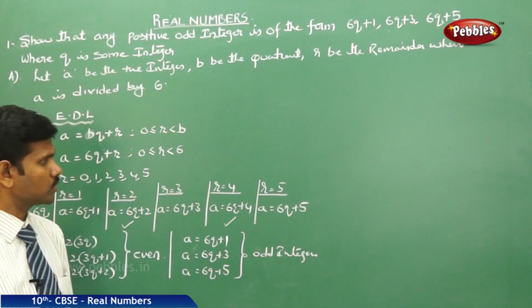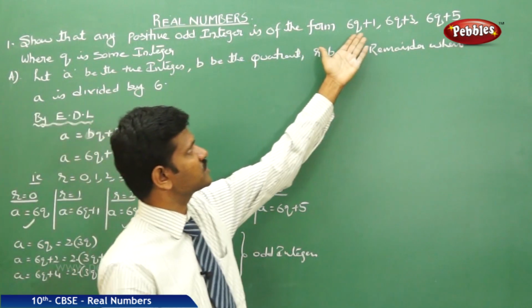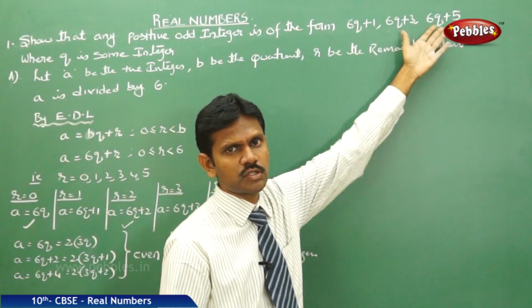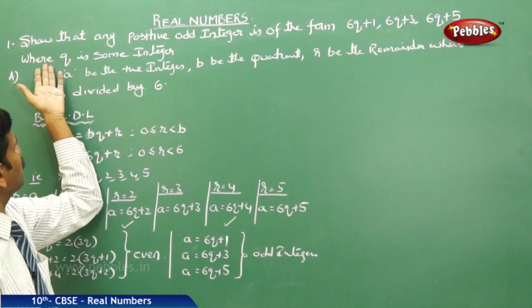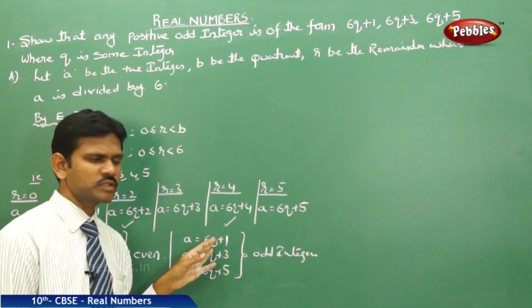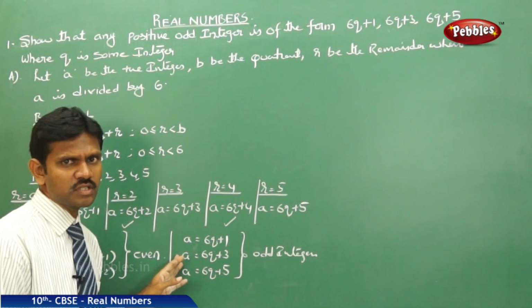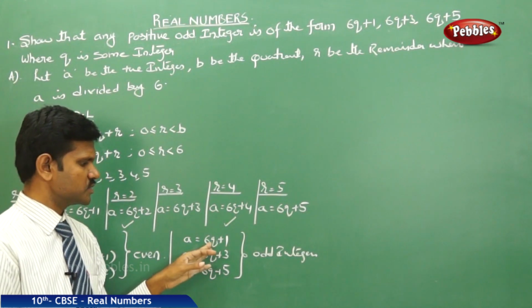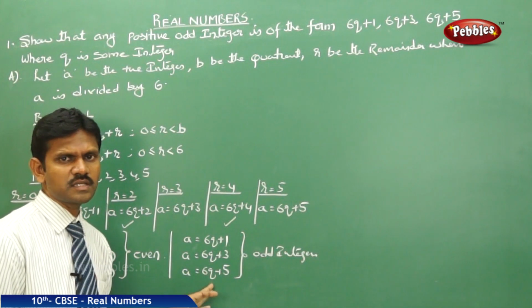Okay, therefore from the question, 6q plus 1, 6q plus 3, 6q plus 5 are odd integers where q is some integer. Therefore I conclude that a is an odd integer for 6q plus 1, 6q plus 3 and 6q plus 5.